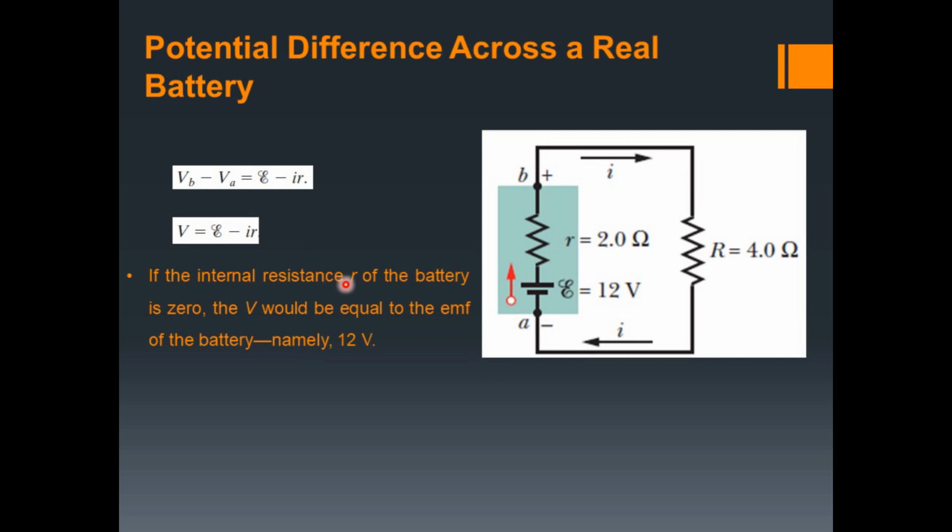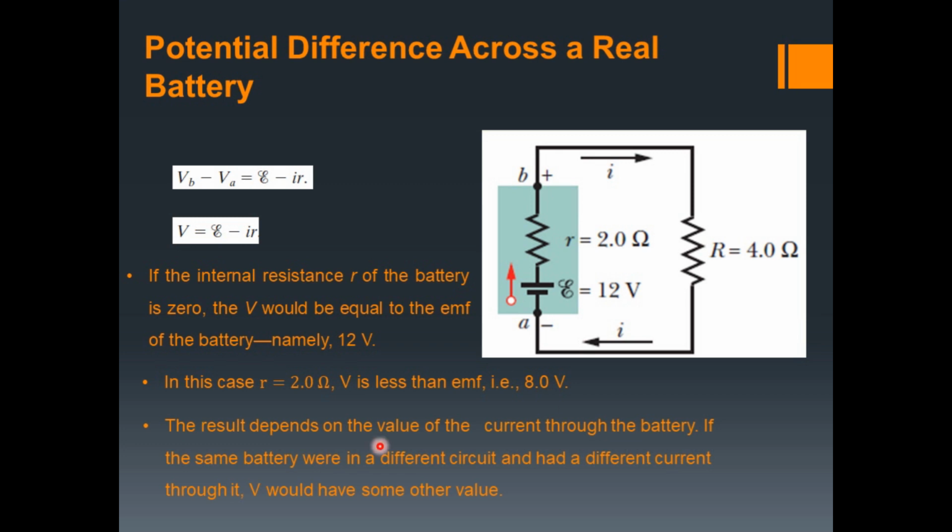Now if the internal resistance R of the battery is 0, for example, then V would be equal to the EMF of the battery, namely 12 volt, as I explained earlier. So in this case, R is equal to 2 ohm, so V is less than EMF, which is 8 volt. Okay, I explained it. So now the result depends on the value of the current through the battery. This is the point which you need to note.